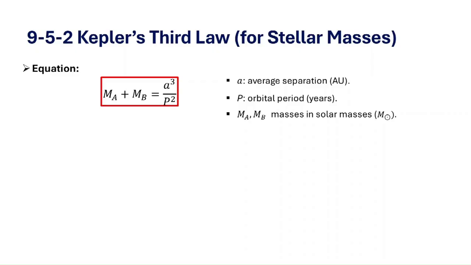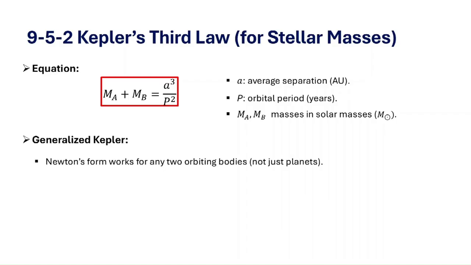Here A is the average separation of the two stars measured in astronomical units, and P is the orbital period measured in years. And MA and MB are the masses of the stars measured in solar masses. Now this is Kepler's third law in the form Newton generalized for any two bodies.